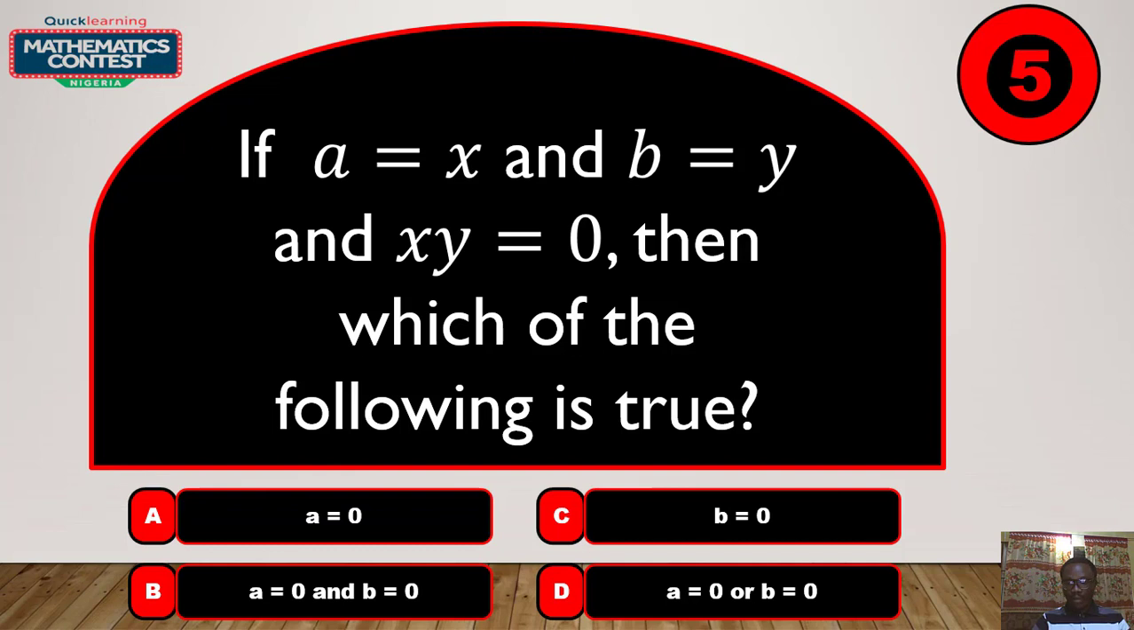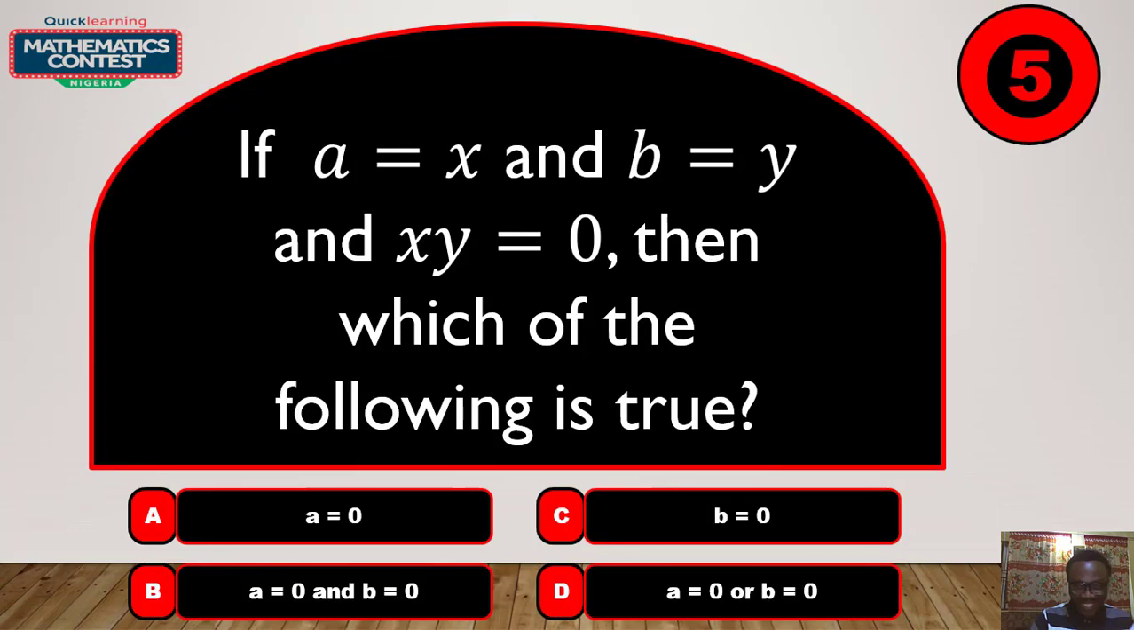Okay. Number 3. If a equals x and b equals y, and xy equals 0, then which of the following is true? Your time starts now. I guess you are actually solving the question before my timer starts. Okay, time's up. I was too fast. Okay, sorry. Let me take it again.